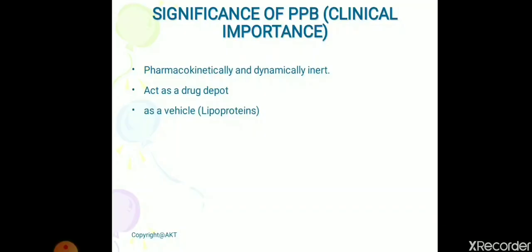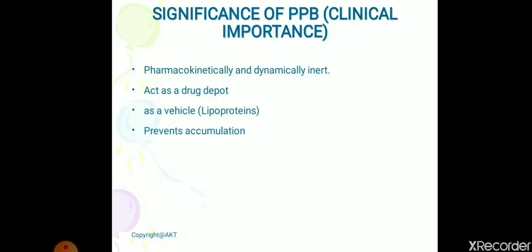Any drug which is highly lipid soluble is not soluble in the blood, but it will be made soluble by binding to lipoproteins so that it can circulate throughout the body. They prevent accumulation of the drug into the tissue compartment. Repeat, prevent accumulation of the drug into the tissue compartment.